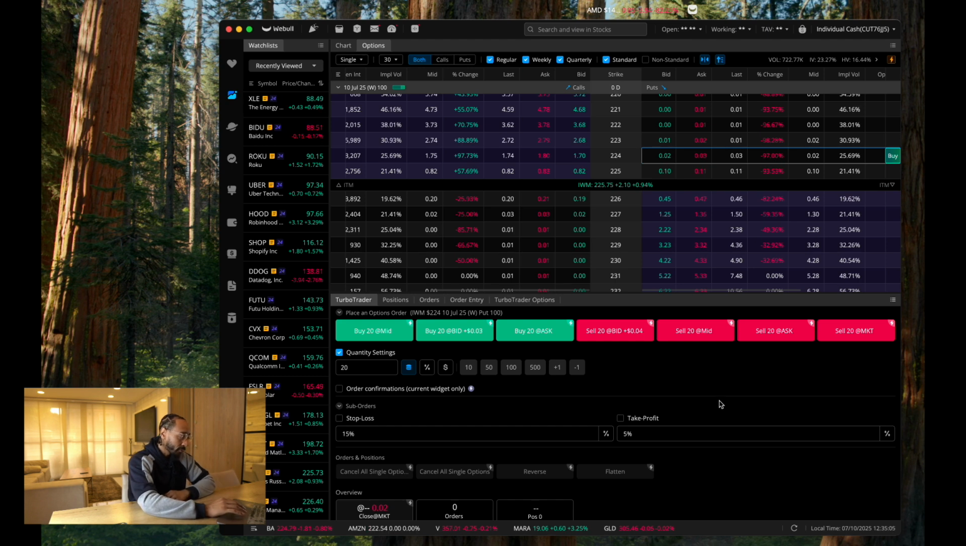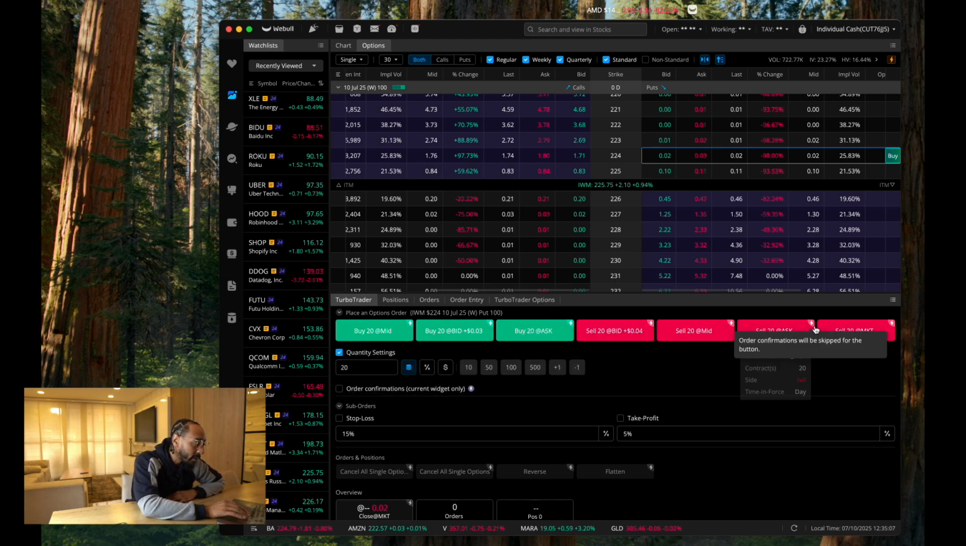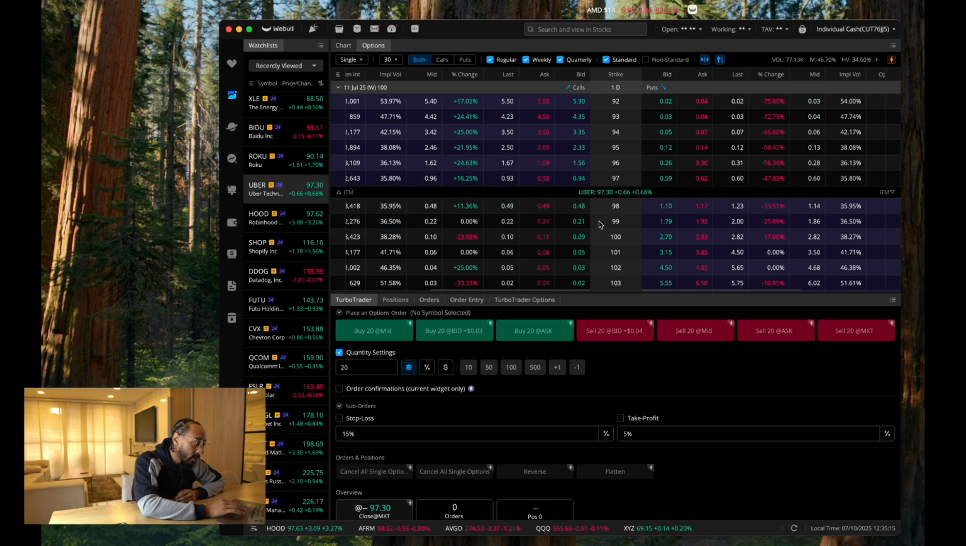okay, these are my buttons. All right. So let's say I want to trade Uber. All right. These are all my contracts. Okay. Remember the bid and the ask. So this is the spread right here. So the bid is 90 and the ask is 94.